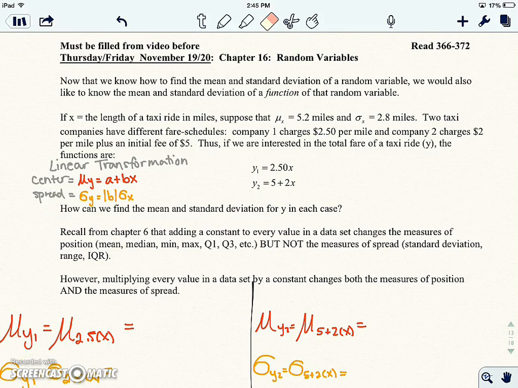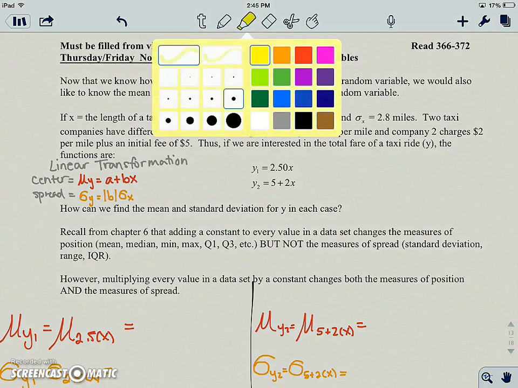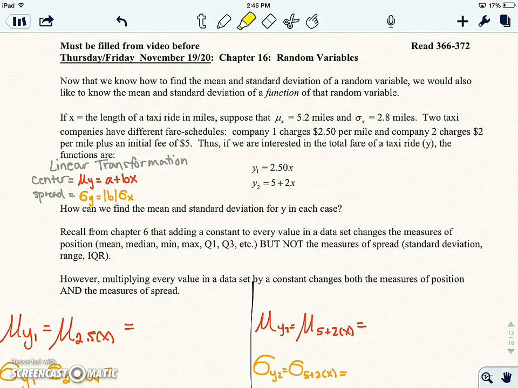Unit 4, Day 4. Now that we know how to find the mean and the standard deviation of a random variable, we would also like to know how to find the mean and the standard deviation of a function of a random variable. So let's go back to a problem from Unit 1, which was the cost of a taxi cab ride.